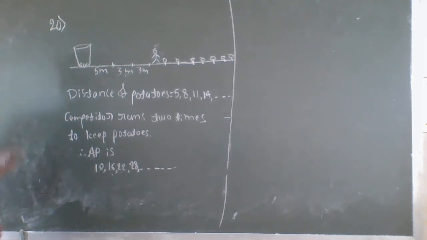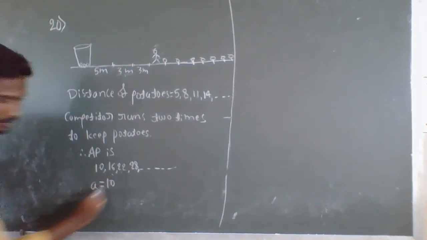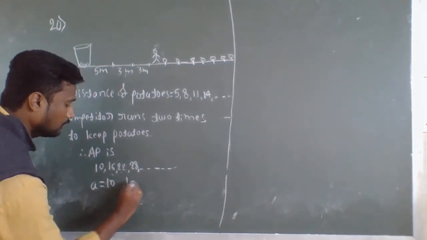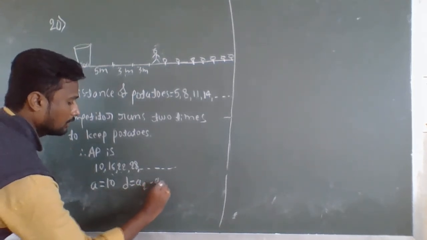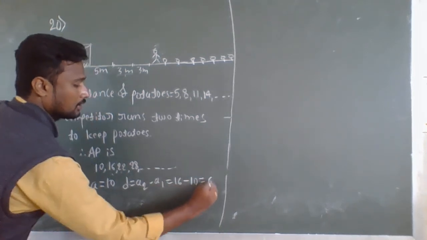Okay. So now by using this AP, you can write the a value, which is 10, and the d value. What is the d value? a2 minus a1 means 16 minus 10. What is the answer? 6.